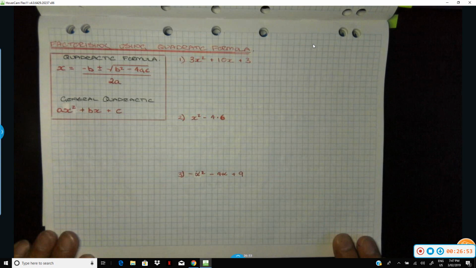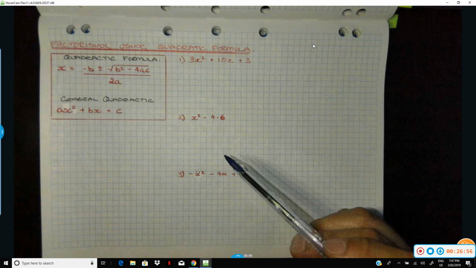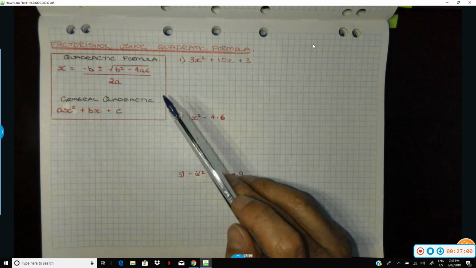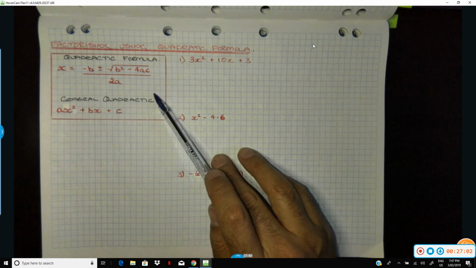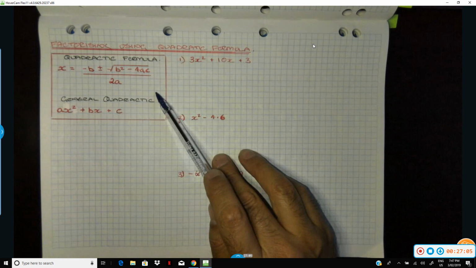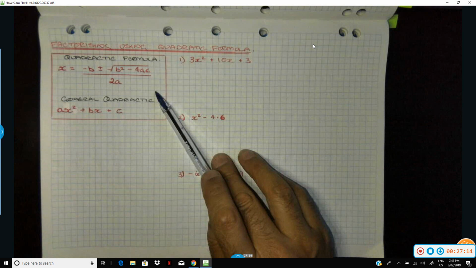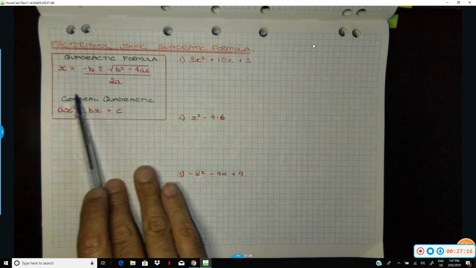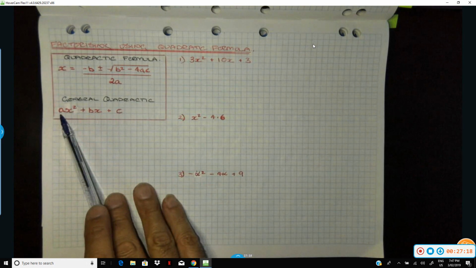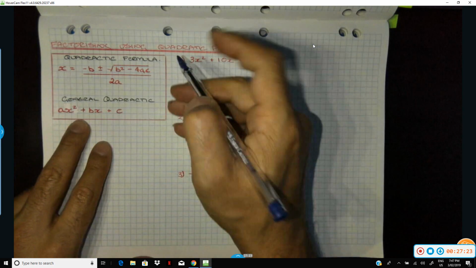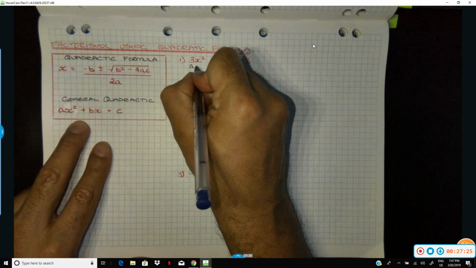Using the quadratic formula, from the top of my head, I'm not sure if this is on your formula sheet. Some of you were introduced to this in year 10. It's one of those ones that you should remember. So the quadratic formula is x equals minus b plus or minus the square root of b squared minus 4ac over 2a. What are a, b, and c? Well, in the general quadratic, we have ax squared plus bx plus c.